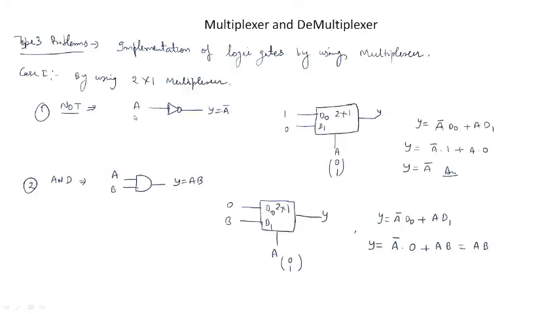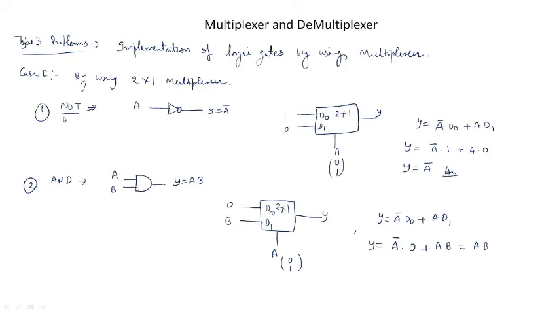Now the third type of problem is that we have to implement the logic gates by using a multiplexer. First we will use a 2 by 1 multiplexer.